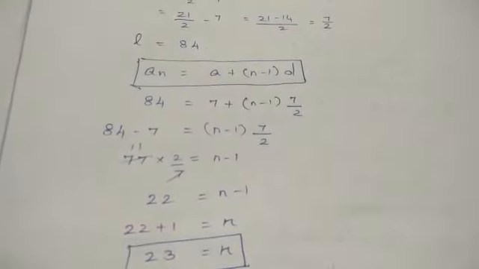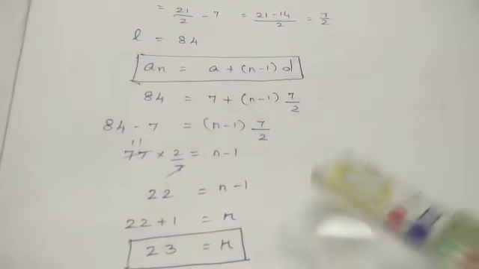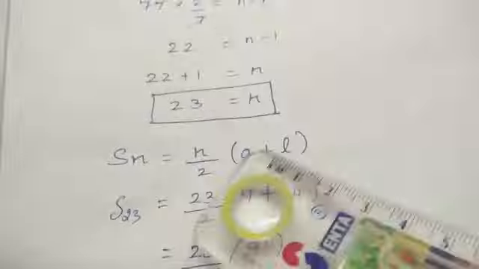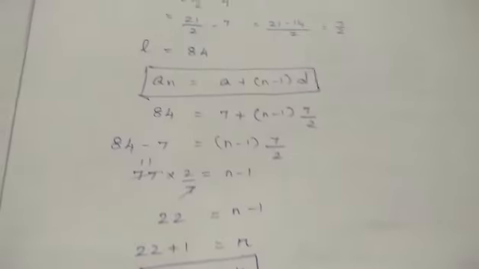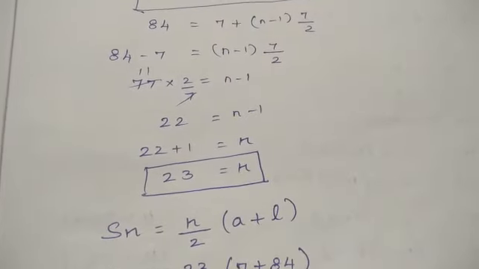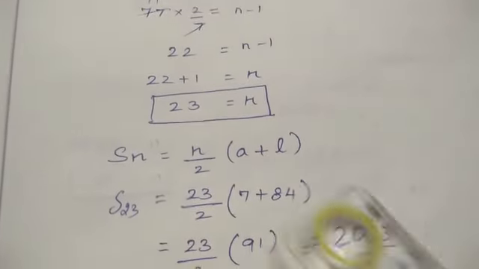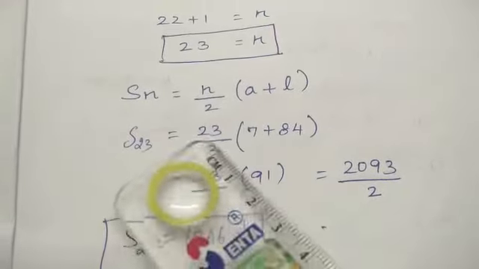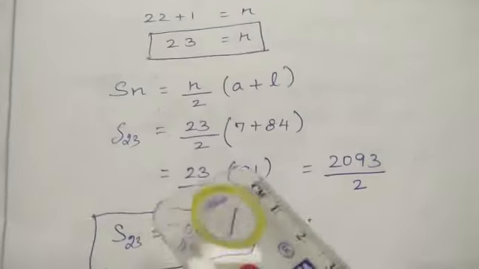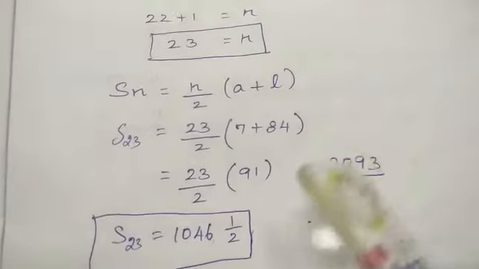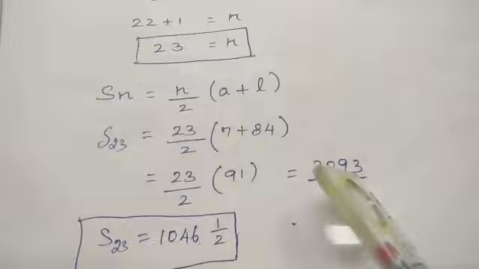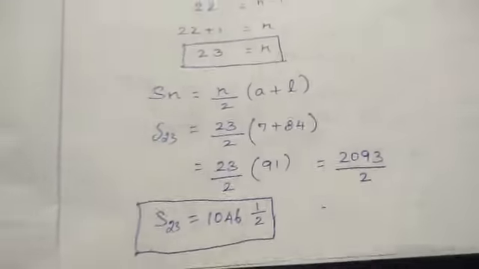Now you will use the sum of the terms. Sn equal to n by 2 into (2a plus (n minus 1) into d) can also be used, or n by 2 into (a plus l). Because it is a lengthy formula, whenever you have the last term, directly apply n by 2 into (a plus l). Applying this formula, 23 by 2 into (7 plus 84), 91, and then get this: 2093 by 2, change it into a mixed fraction.